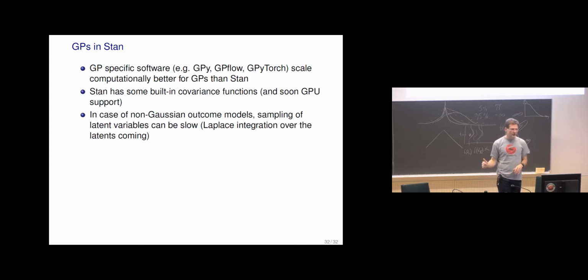In case of non-Gaussian outcome models, sampling of latent variables can be slow. Again, to get in the faster models, we are getting this Laplace integration of the latents coming, and last week I talked about Laplace approximation, and now we are just doing integration over the latent variables with the Laplace, and then MC for the covariance function parameters, and that combination then is useful. Okay. So that was the last slide for this year.